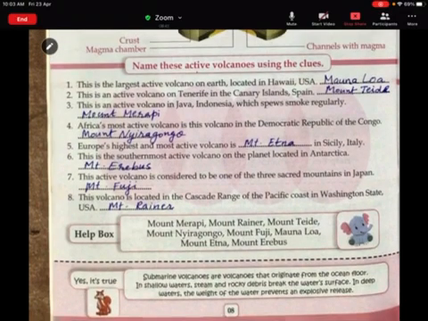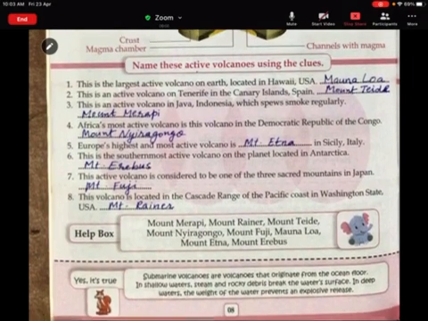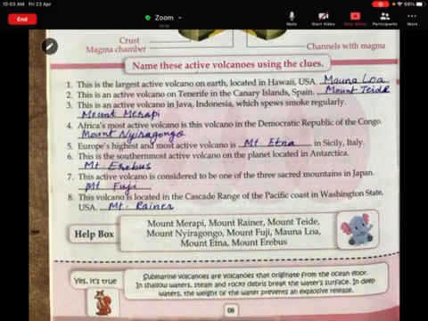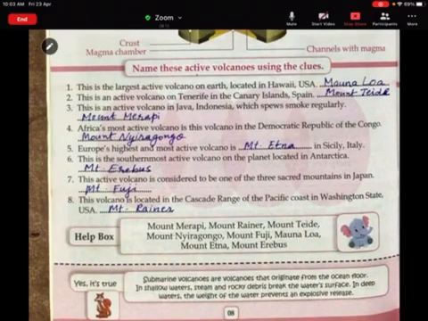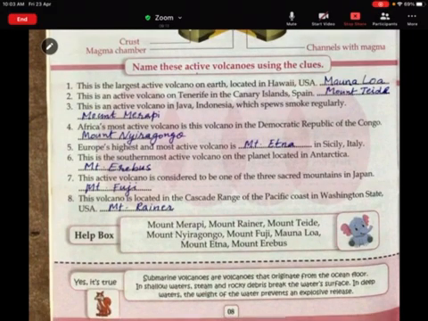Now let's see what is given down. Submarine volcanoes are volcanoes that originate from the ocean floor, means from the seabed. In shallow waters, steam and rocky debris break the water surface. In deep waters, the weight of the water prevents an explosive release. So submarine volcanoes originate from the ocean floor. Maybe highly explosive, maybe less explosive.